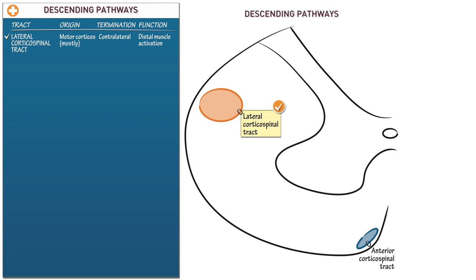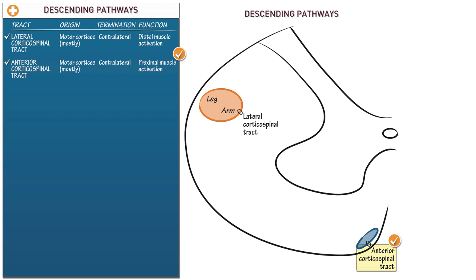Now label the somatotopic organization of the lateral corticospinal tract. Indicate that the medial aspect of the lateral corticospinal tract carries the arm fibers, and the lateral aspect carries the leg fibers. Next, indicate that the anterior corticospinal tract fibers originate in the motor cortices, most notably, terminate in contralateral spinal motor neurons, and innervate proximal musculature for gross motor movements.